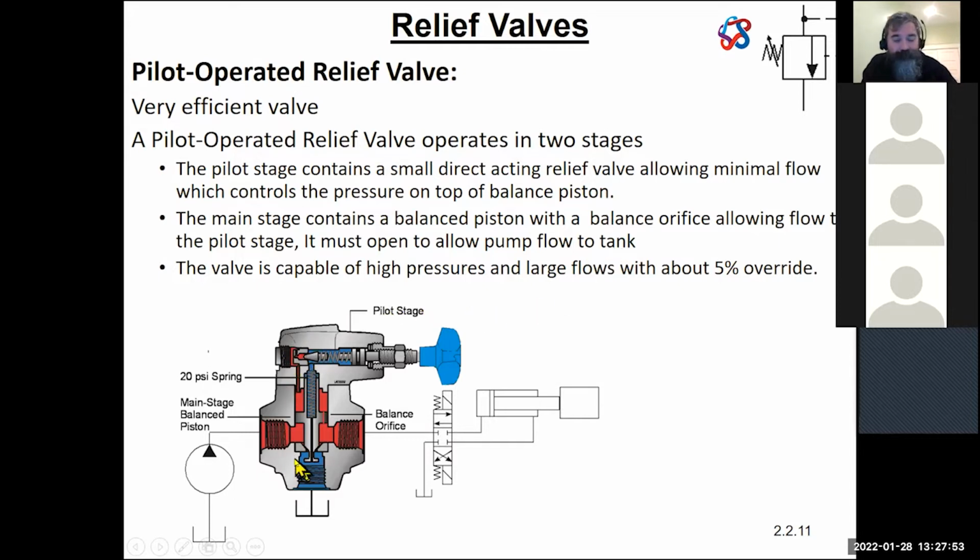What does that mean? If I look at this cross section, this pilot stage here is just like my plain old pressure relief valve, my direct acting pressure relief valve. It's the one going to be taking most of the pressure, but it's not the one going to be taking most of the flow. This other valve here is going to be dealing with most of the flow.